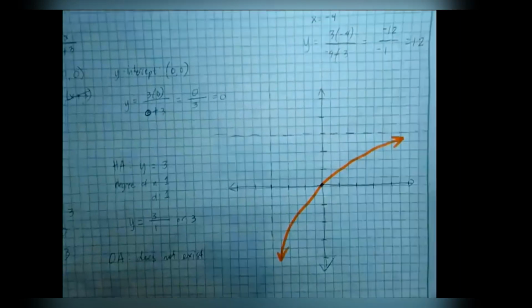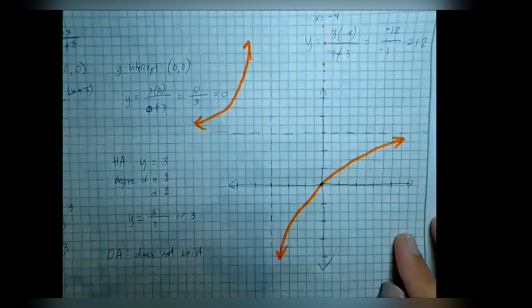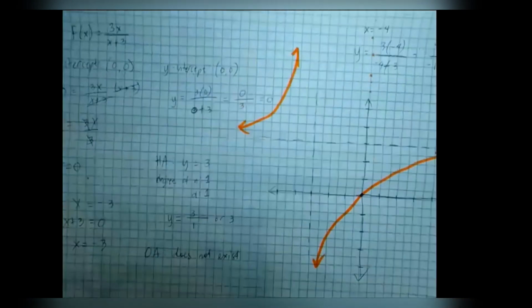This means that the graph is coming from above. That is how the graph of f of x is equal to 3x over x plus 3 would look like. So that would be it.